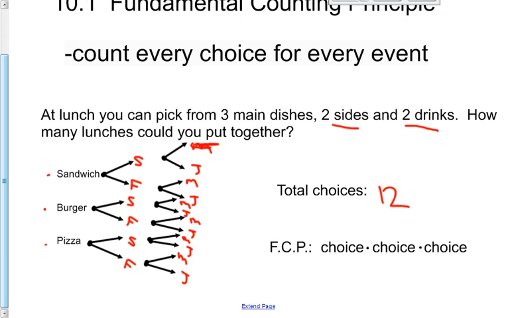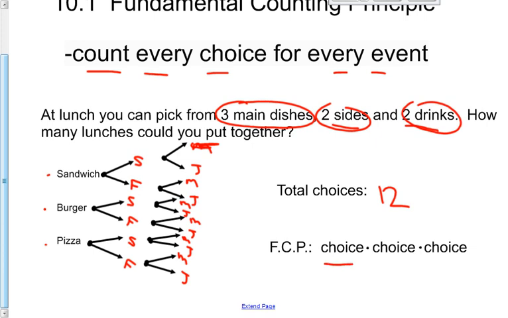Well, obviously I don't want to have to make one of these great big huge trees, these little choice trees, every time I have something to do, and especially if I had many more choices than just 3 main dishes, 2 sides, and so on. So the fundamental counting principle allows us to count every choice for every event. What we're going to do is divide it up into sections. So how many things are we actually doing? In this case, we've got a main dish, a side dish, and a drink. So it's choice, choice, choice for those 3 categories.